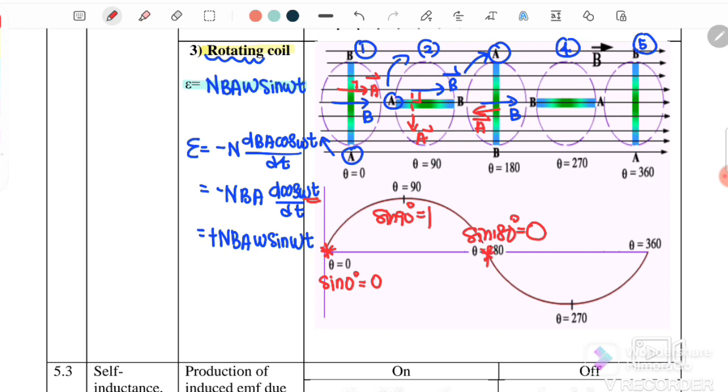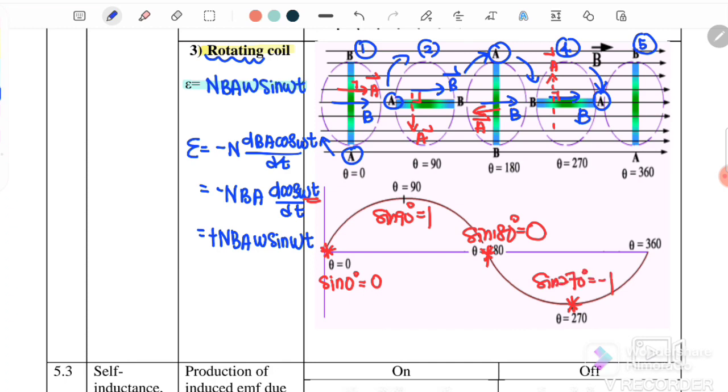Okay, so the fourth diagram is now where A is going downward. Vector B is still the same, to the right. Now vector A is going perpendicular to the coil, going upward, and both of them are 270 degree. So sine 270 degree, you will get negative 1.